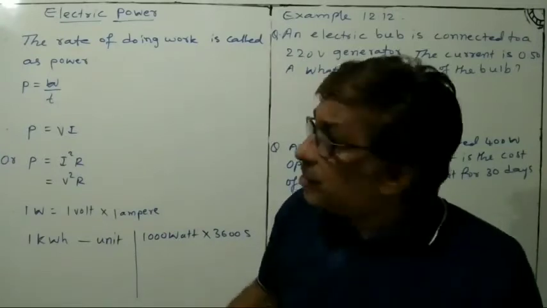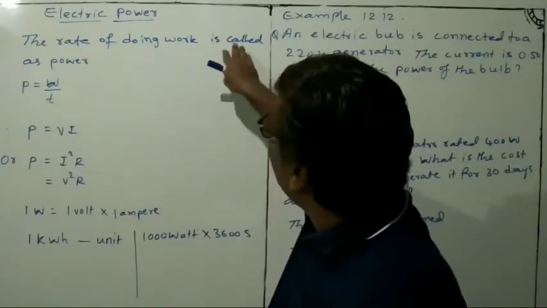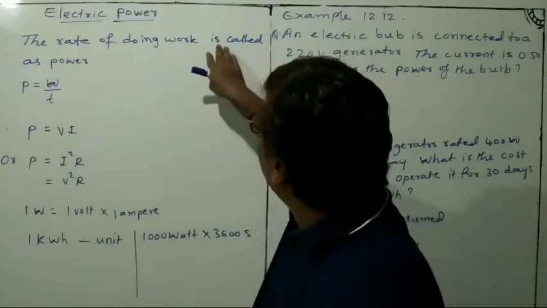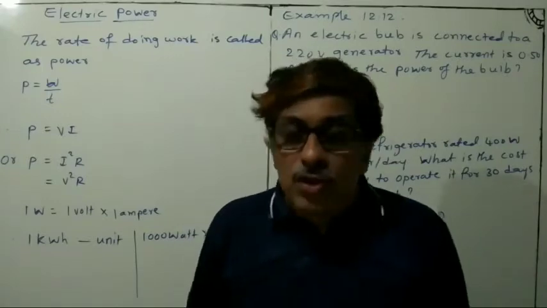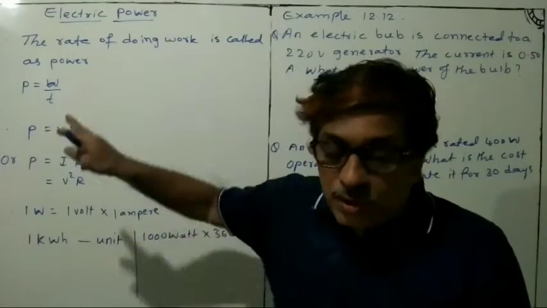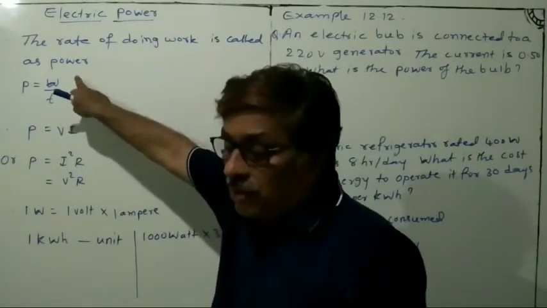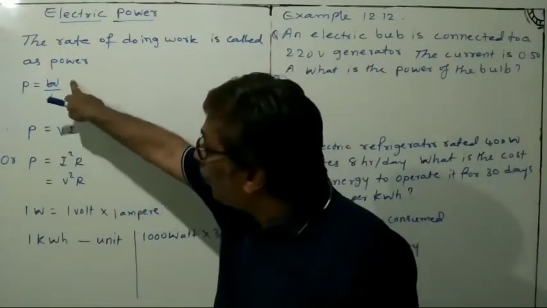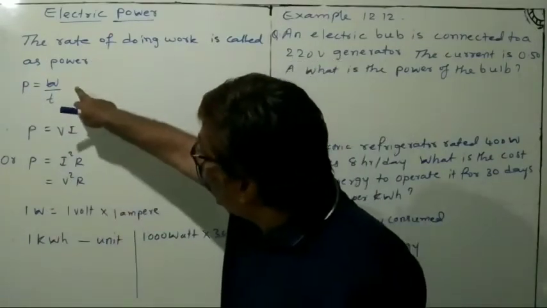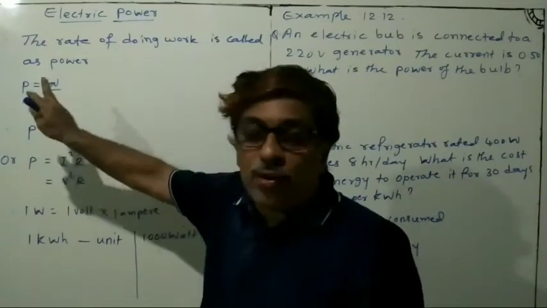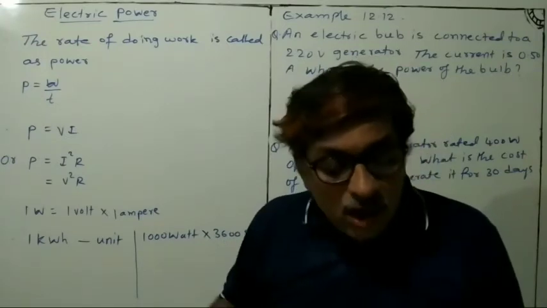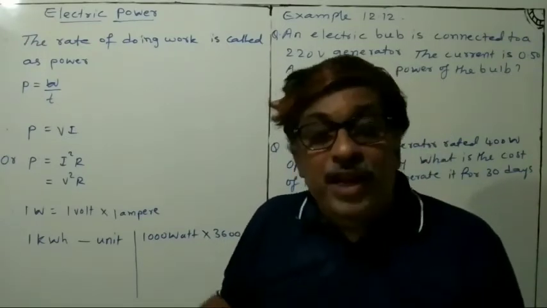What is electric power? The rate of doing work is called power. So power is equal to W upon T. It means work done per unit time. Work done per unit time is called the rate of doing work. Now, how can we express the rate of doing work in terms of electric energy?